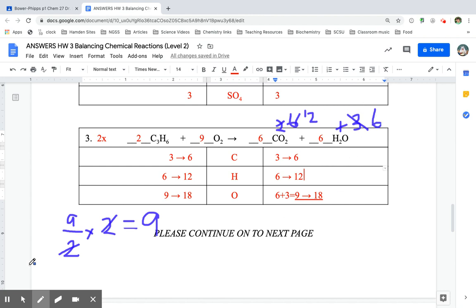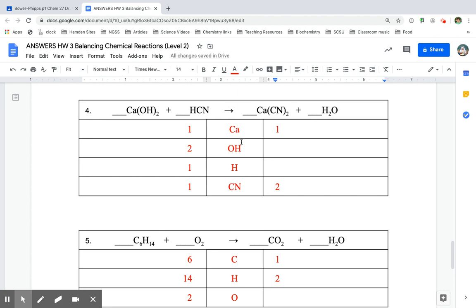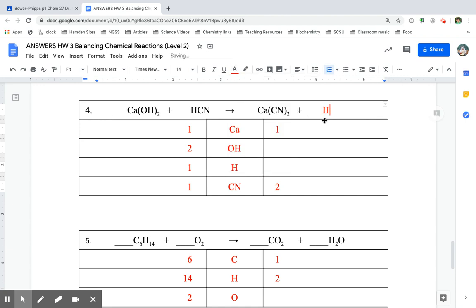Whew, that was a lot of work. Okay, moving right along. CAs, OHs, Hs, and CNs. This is the one where we want to make sure that we move this into its new form, right? HOH, that's our trick. So now when we're counting, we have one OH and one H. You can pause it to make sure that your totals make sense. I want to balance the OHs, so I need 2 of them over here.